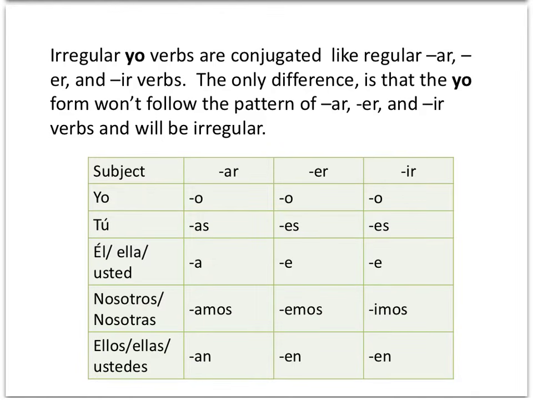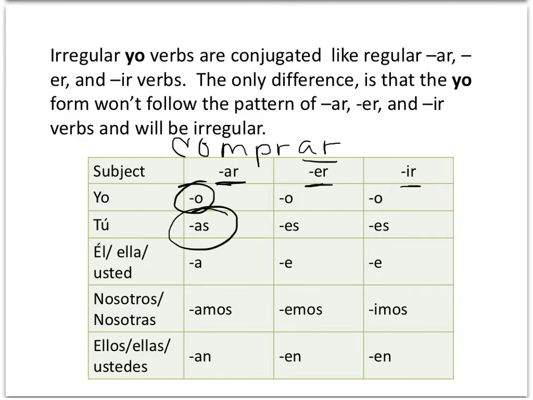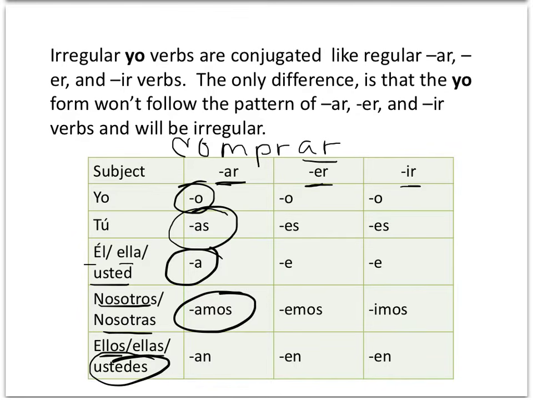If you look at this chart below, you should actually know these already: the AR endings, the ER endings, and the IR endings. So if I have an AR verb like comprar, which means to buy, and I want to say I buy, I would drop the AR and say yo compro. If I want to say you buy, I would drop the AR and say tú compras. He or she or you formal buy, compra. We buy, compramos, and the last one, y'all buy, compran.